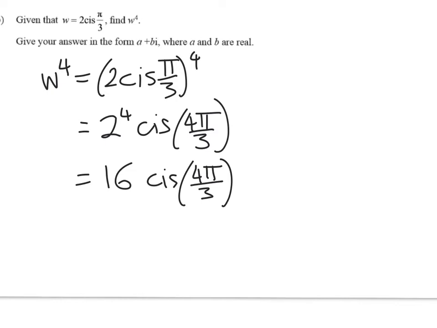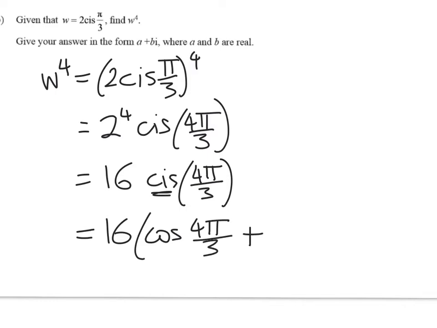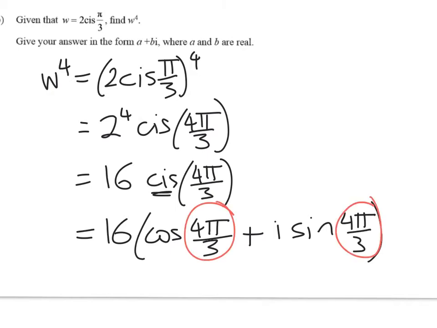Right, so the last thing we need to do is to apply the definition here. So this equals 16 cos of 4 pi on 3, which is going to give me the real part of my complex number, plus i sine 4 pi on 3. As soon as you look at these, you need to be thinking about two things. Special triangles. Right, so there's pi on 3, 1, root 3, and 2. And we're thinking, where is 4 pi on 3 as an angle?